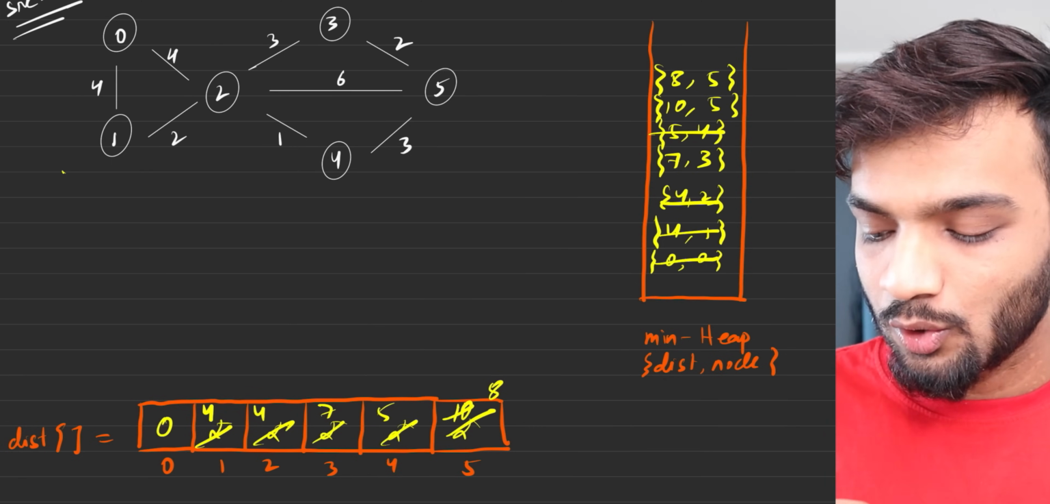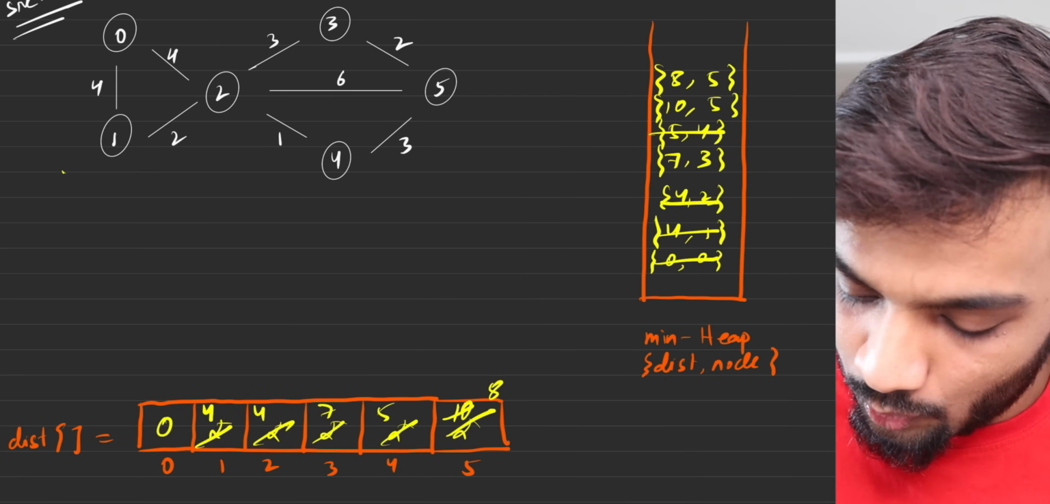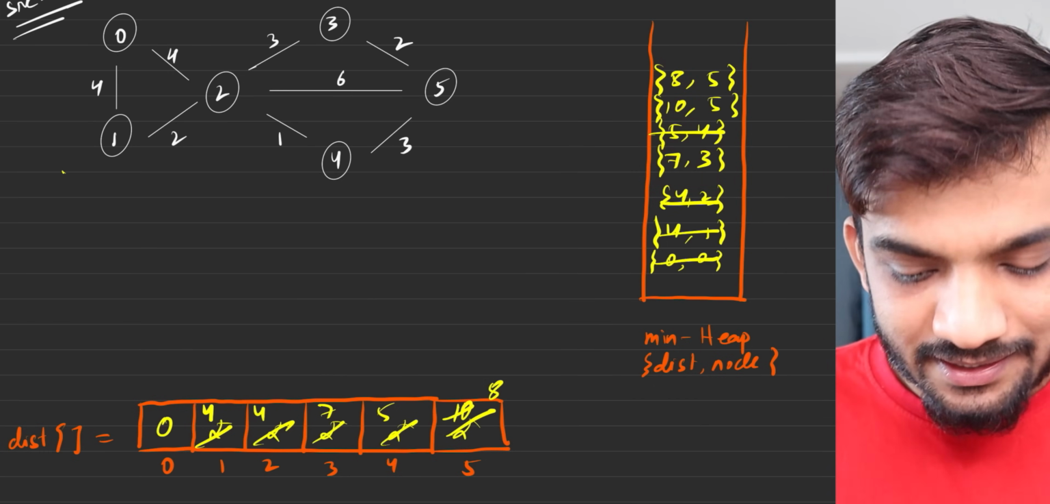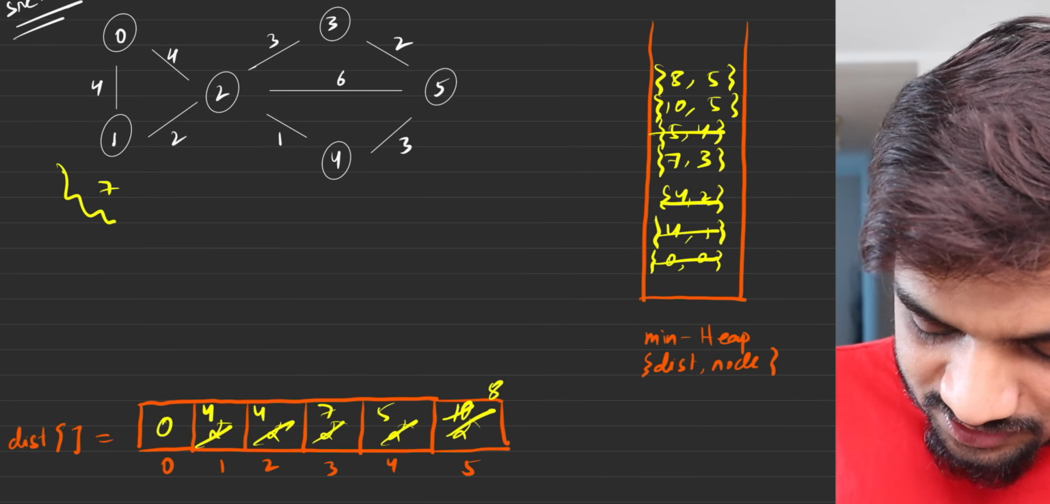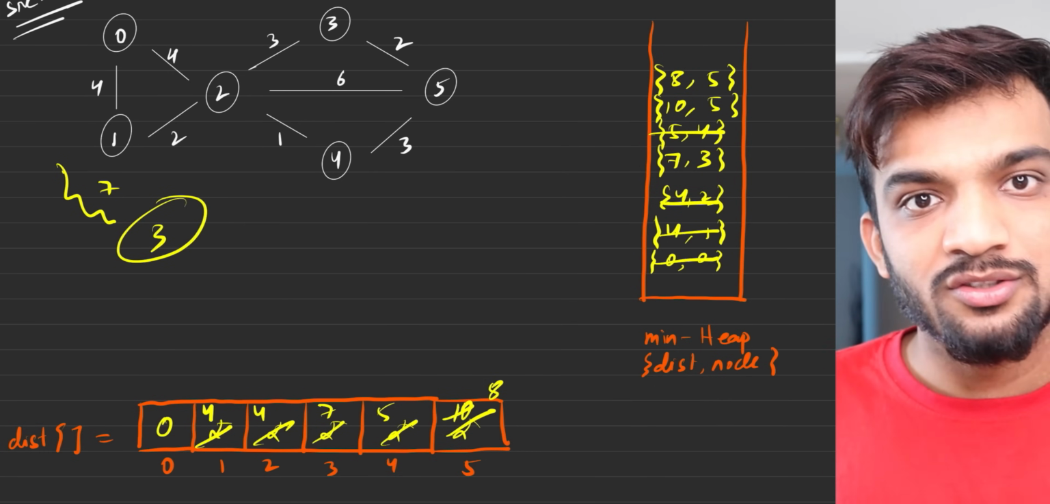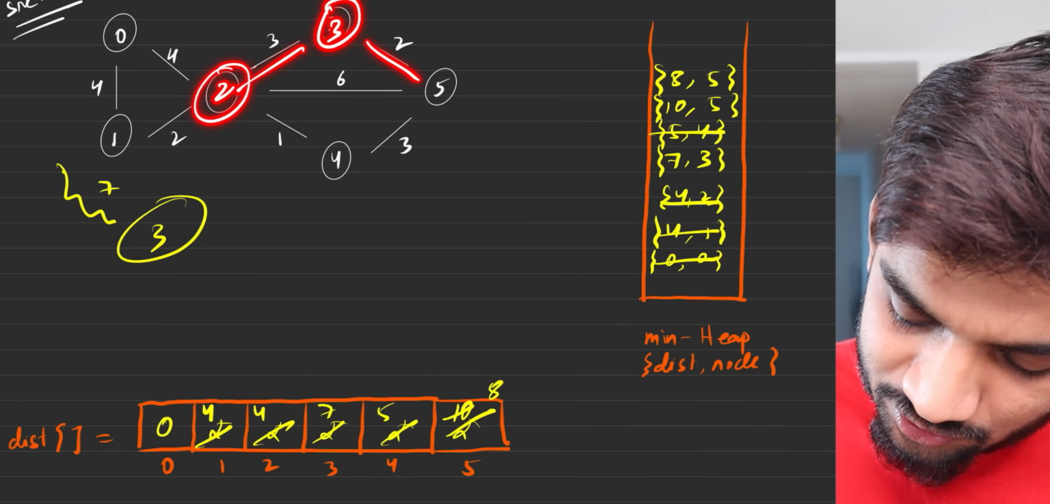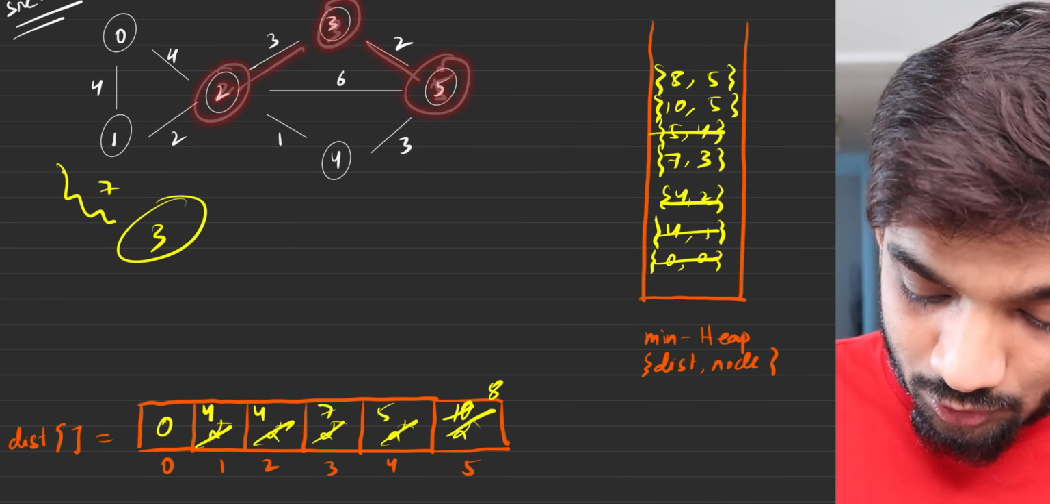Next thing is who will be the next guy. So we have 7, we have 10, we have 8. 7 comma 3 will be the next guy. So distance of 7, node 3. So where can 3 go? Let's stand at 3 and see. 3 can go to 2. I think 3 can go to 5. 2 places. 2 and 5.